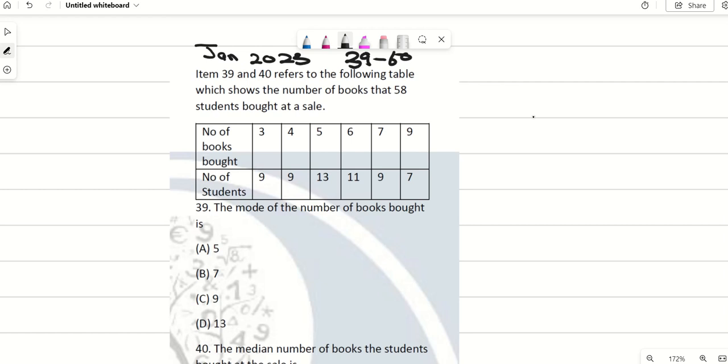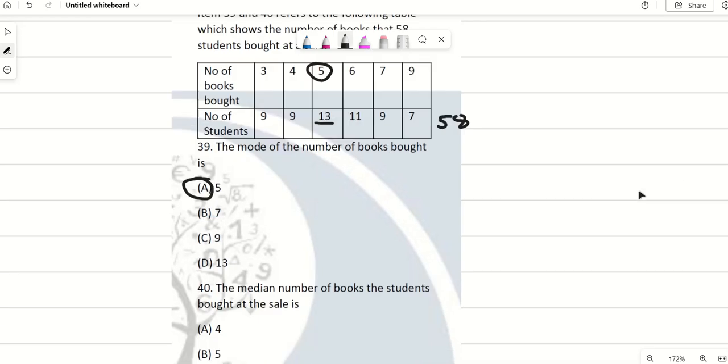So the first question says, items 39 and 40 refer to the following table, which shows the number of books that 59 students bought. So we know that the total is 58, sorry. Number 39 says the mode of the number of books bought. So we look at the number of students. We have 13 students buying 5 books. So we know 5 is your most popular number of books bought, right?